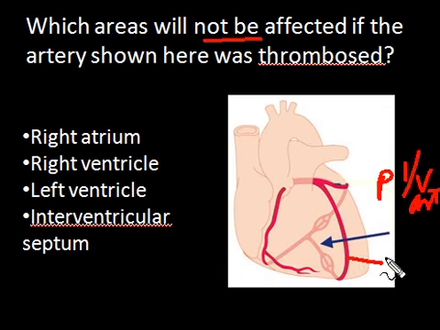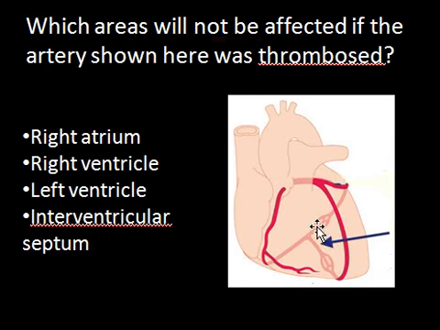So this is the anterior interventricular or left anterior descending, this one here. So we are talking about this one, which is the posterior interventricular artery. It is called interventricular, so therefore it means it will supply both ventricles, and it lies in the interventricular sulcus. It also supplies the interventricular septum.